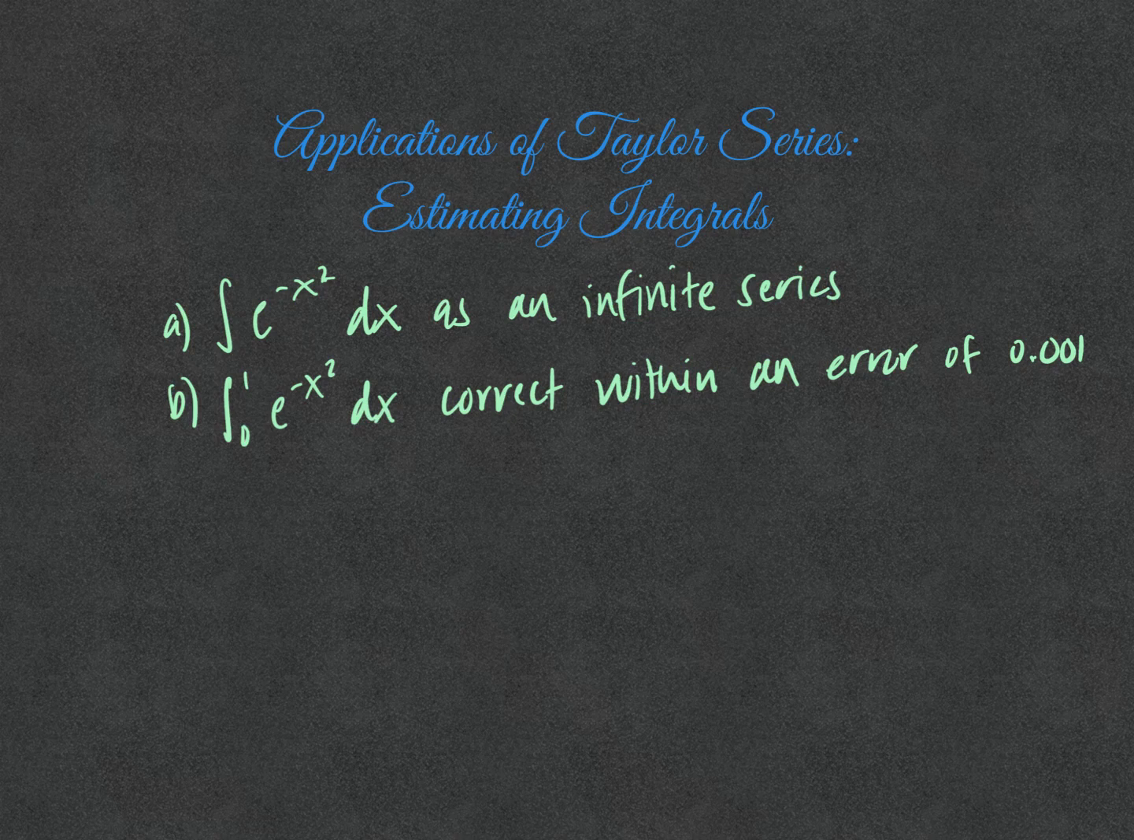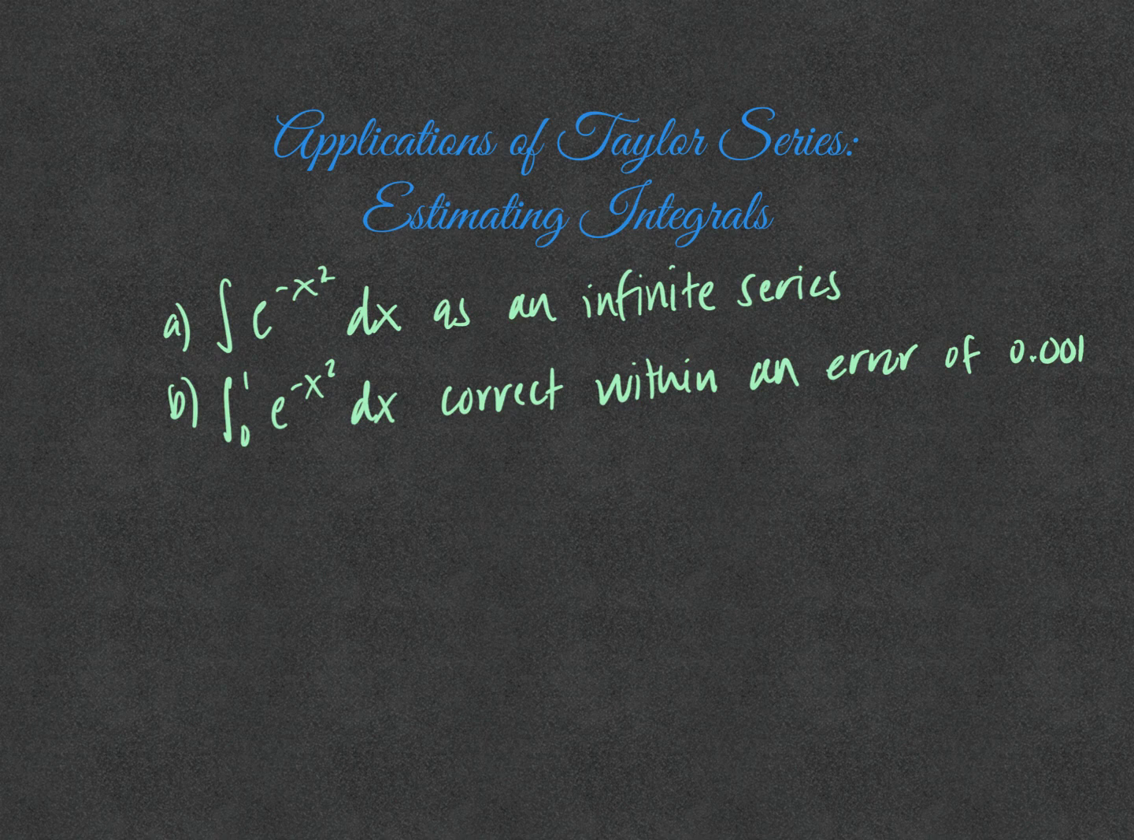We've looked at Taylor series and Maclaurin series and how to build them, and finding limits and finding sums. What we're going to look at now is using Taylor series to integrate. So if you look at this problem, it says the integral of e to the negative x squared. And the problem with that is that's not something you can integrate.